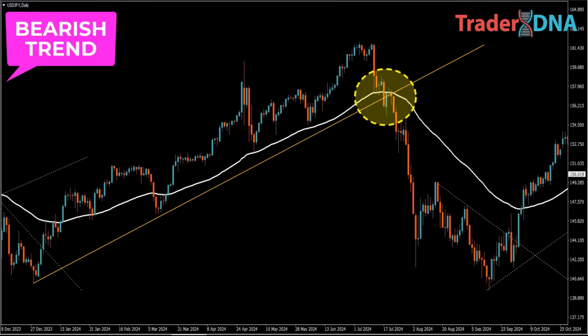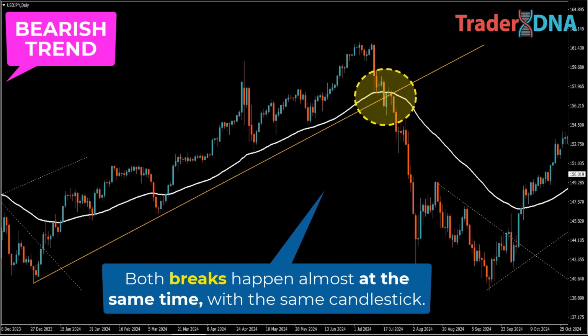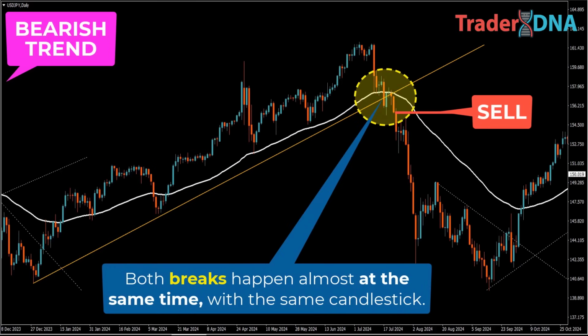Step 2. Understand the sequence. As I've mentioned before, sometimes price crosses the EMA first and other times it breaks the trend line first. In this case, both breaks happen almost at the same time with the same candlestick. Which one comes first? It doesn't matter. The key is that both confirm the new trend direction. Step 3. Execute the sell trade. Once the price successfully breaks below both the 60-period EMA and the trend line, it's time to place a sell order at the next candle's opening.